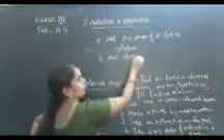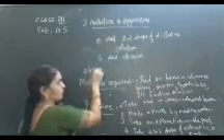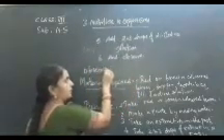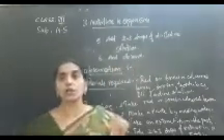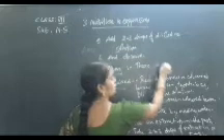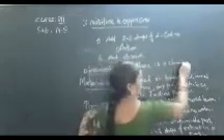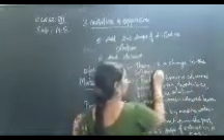Next side heading, what are you going to write? Observation. So what do you observe in this experiment? You observe that the extract has changed to dark blue or black color. There is a change in the color of the extract to dark blue or black.